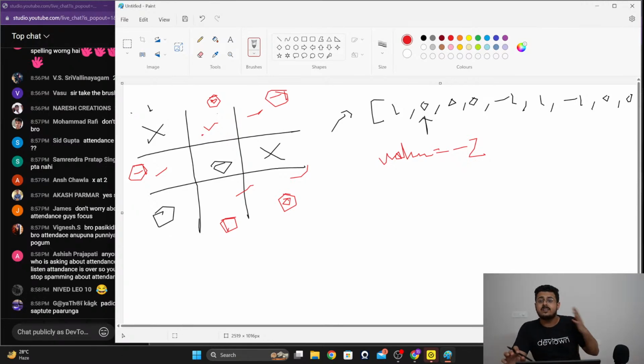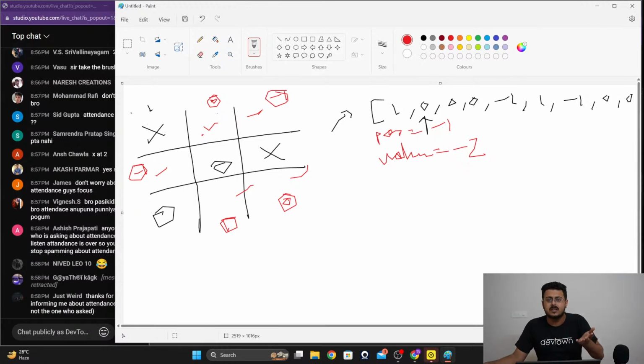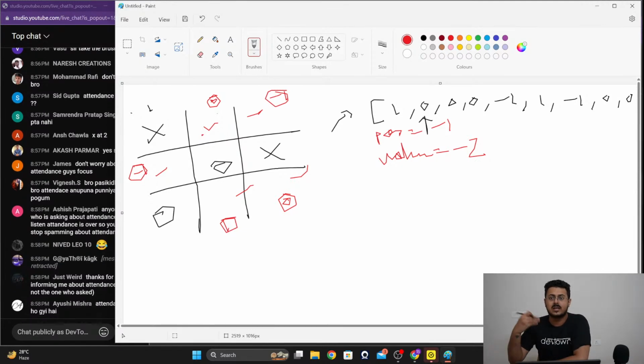Then how are we going to identify which particular position I should put my X at? So value is equal to -2, and the initial position, we are initializing it as -1, which is not even possible. We can put our X from 0 to 8. Those are the indexes that are there inside of the board list. I'm putting it up as -1 itself.